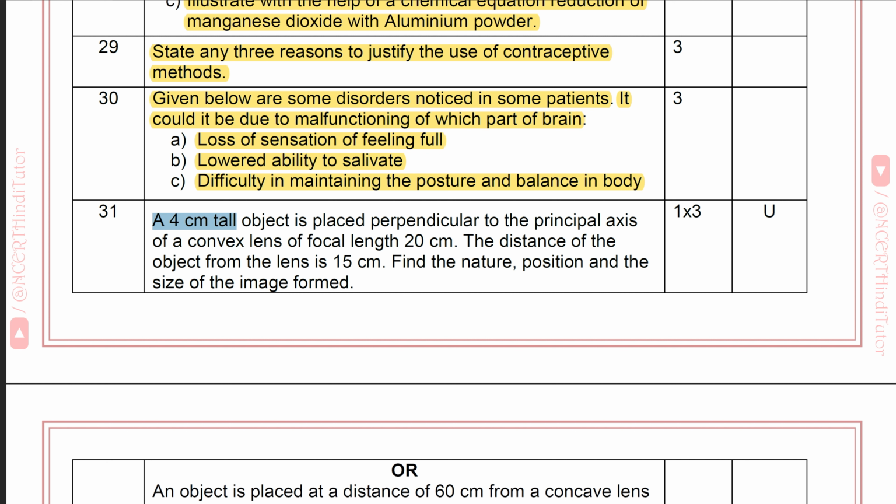Question 31, which is numerical. A 4 cm tall object is placed perpendicular to the principal axis of a convex lens of focal length 20 cm. The distance of the object from the lens is 15 cm. Find the nature, position and the size of the image formed.